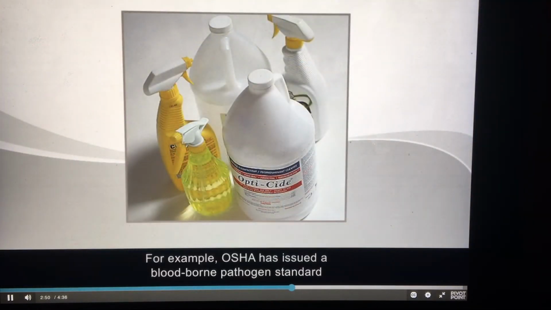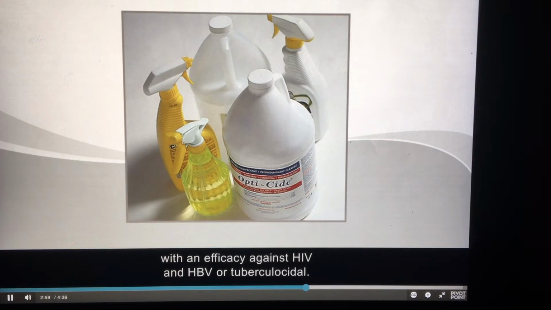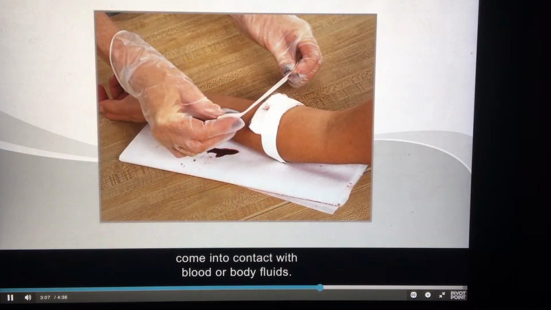For example, OSHA has issued a bloodborne pathogen standard that requires the use of an EPA-registered disinfectant with an efficacy against HIV and HBV or tuberculosidal. This requirement applies to implements that accidentally come into contact with blood or body fluids. If any bleeding should accidentally occur, there is a blood spill procedure you must follow. Refer to your textbook for more information.